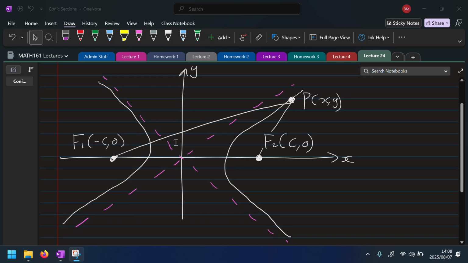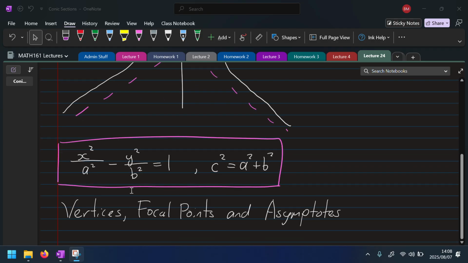Okay, so last time we left off with the hyperbola, and then for homework, you had to get the shape from this equation. Did everyone do the homework? No? Okay. Please go over that.